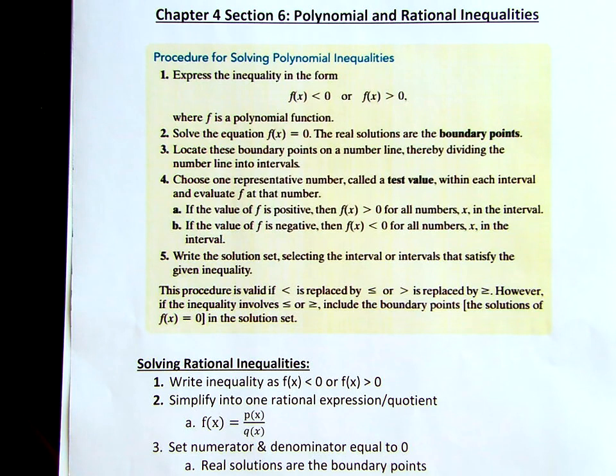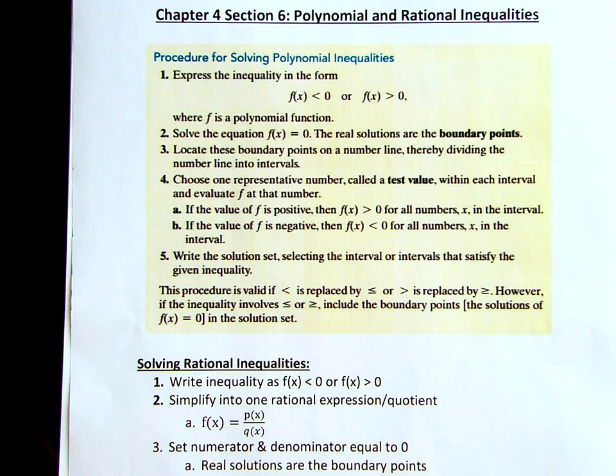Okay, so 4.5 was rational functions, and then we're kind of shifting here to do polynomial and rational inequalities. So really what happens is a lot of the same stuff applies from our polynomial and rational sections. It's just now we are thinking about inequalities instead of equations. So we don't have equals, we have less than or equal to, greater than or equal to, and all that stuff.